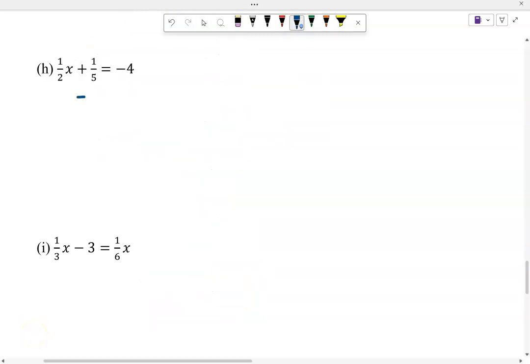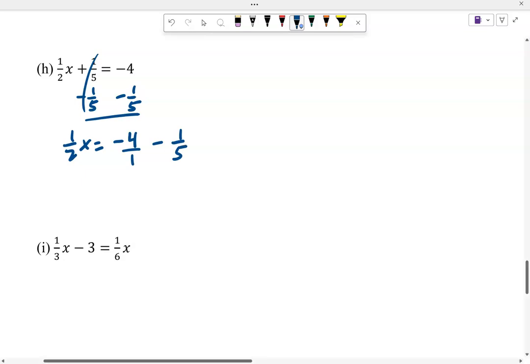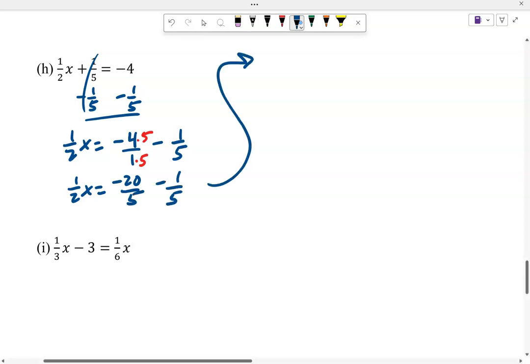So same thing with the fractions here. We just want to go ahead and I'm going to subtract a fifth and subtract a fifth. So I got 1/2 x equals a negative 4. And that's negative 4 over 1, by the way, minus a fifth, right? So I got to get a common denominator of 5. So I have 1/2 x equals negative 20 over 5 minus 1 over 5. So 1/2 x equals negative 20 minus 1 all over 5, because I got the common denominator.